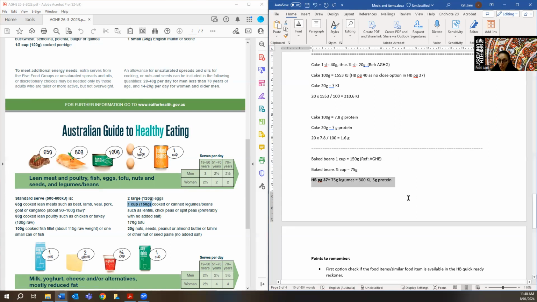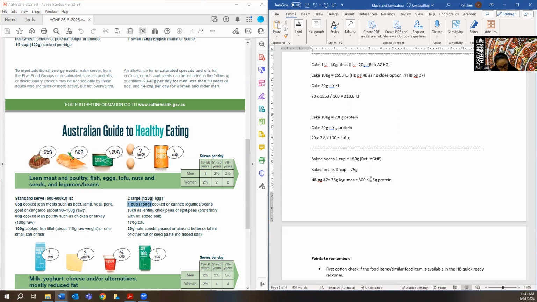Okay. So over here, my pathway is slightly different, which is I have gone to AGHG and then to handbook page 37, which is the quick ready reckoner. Your question would be, can we not go to the detailed ready reckoner and just keep the pathway the same so it's less confusing for us? And just go to baked beans where it is there in the detailed ready reckoner. Yes, you can do that. I have done it this way, but it doesn't mean that you are wrong.